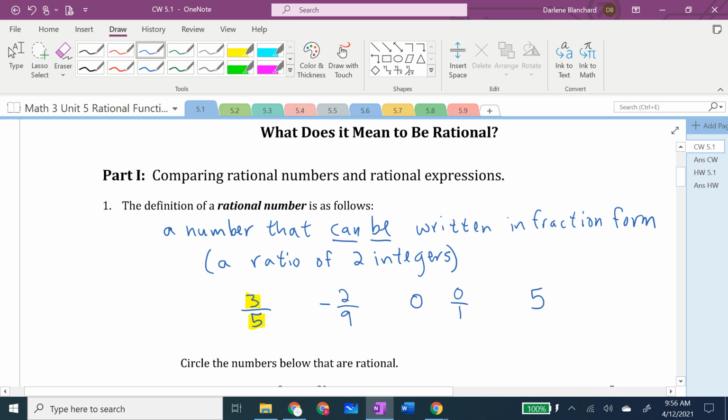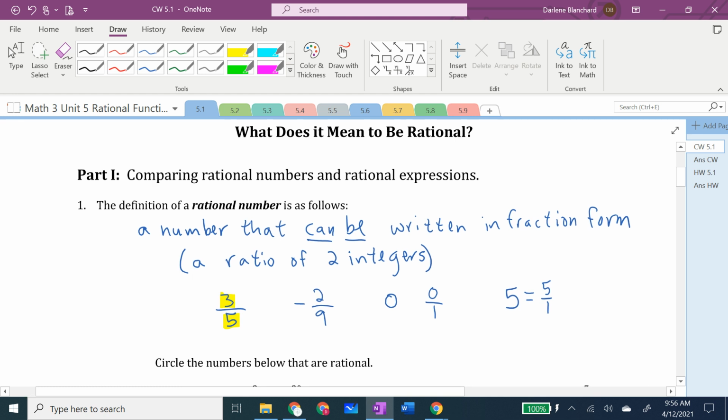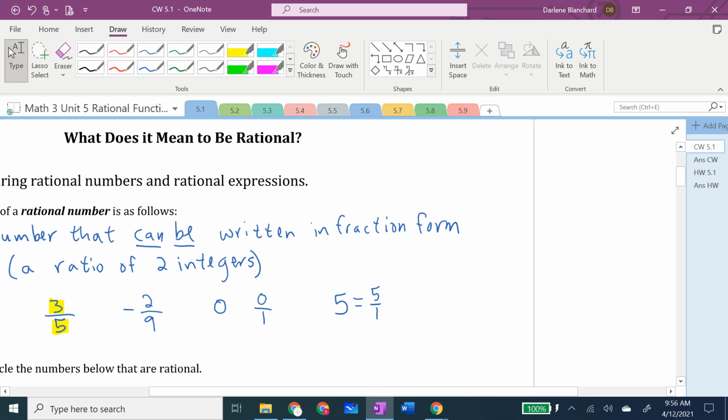5 is a rational number. It can be written as 5 divided by 1. But here are some other rational numbers. If you, in your calculator, do 1 divided by 3, what does it give you? If you do 1 divided by 3, what does your calculator give you?